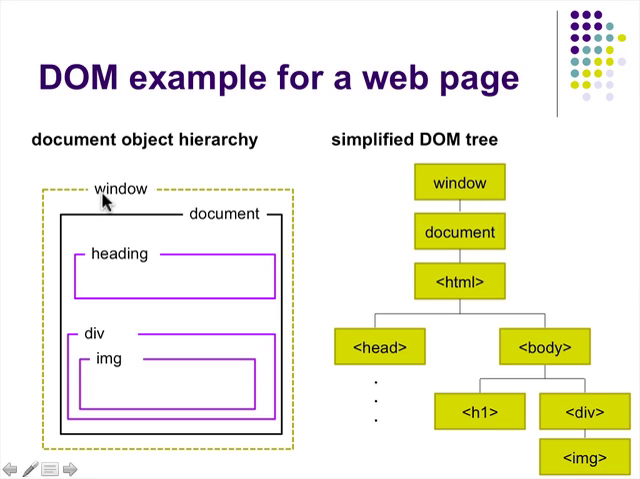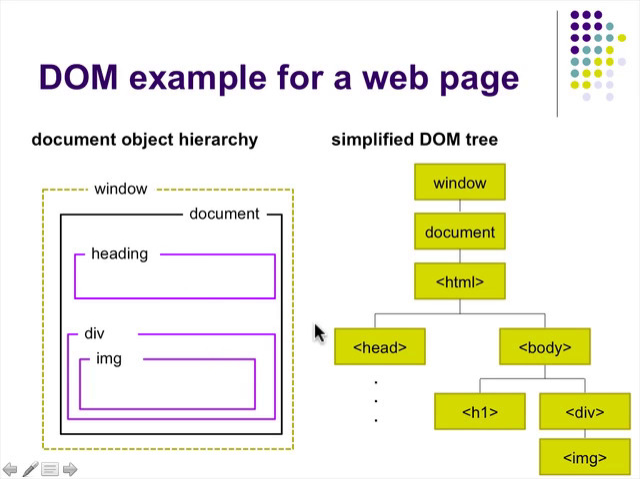So here, look, an object hierarchy. We might have a window that contains a document, and the document contains both a heading and, say, a div, and the div might inside it contain an image. Or that same representation, we could think of it, if it's helpful for you, as a tree, where the window contains a document, the document contains an HTML tag, start and finish, which is split into two parts, the head and the body, and in the body there's a heading.